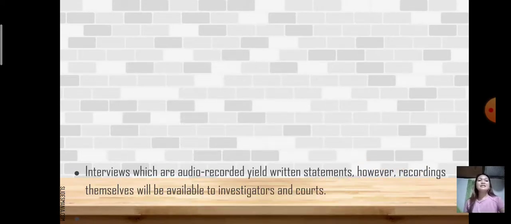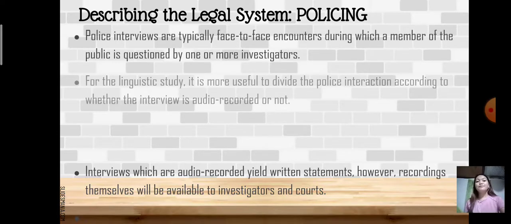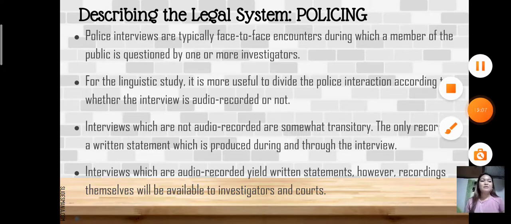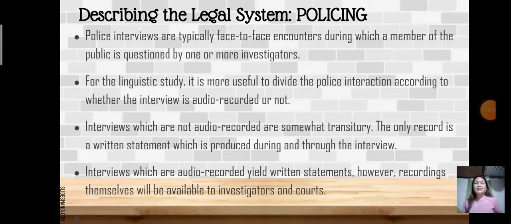So next is the legal system in forensic linguistics. There is policing and courtroom language. In policing, police interviews are mostly face-to-face interviews between the police and the person being questioned, or the interviewee. In linguistic study, policing can be divided into two parts: the audio recorded interview and the non-audio recorded interview.